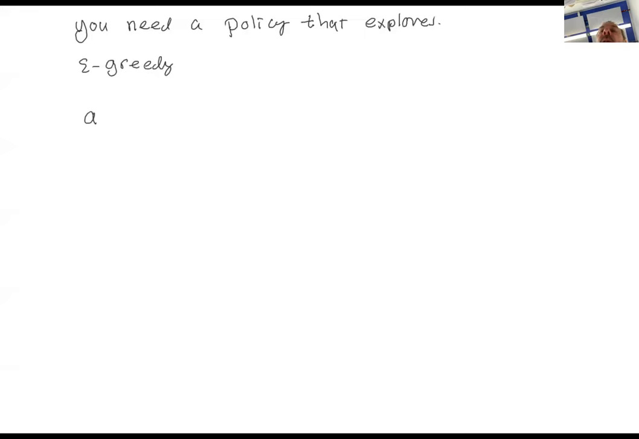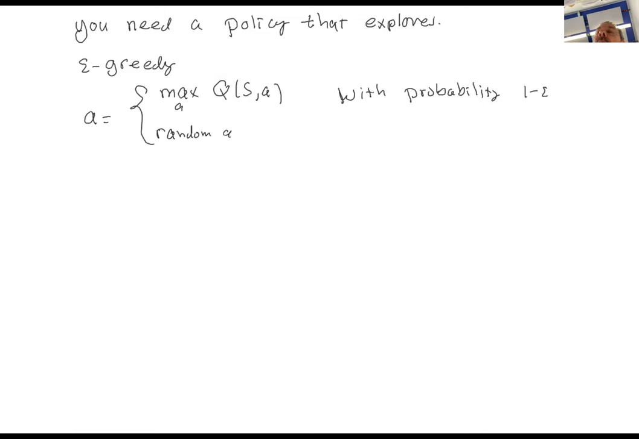So action equals the max over A of Q of S comma A with probability one minus epsilon, or a random action with probability epsilon, okay? And you might want to do something like early on when you know very little about the environment, epsilon might be kind of high, so take a lot of random actions.